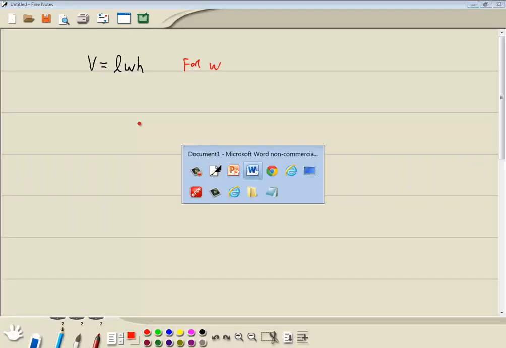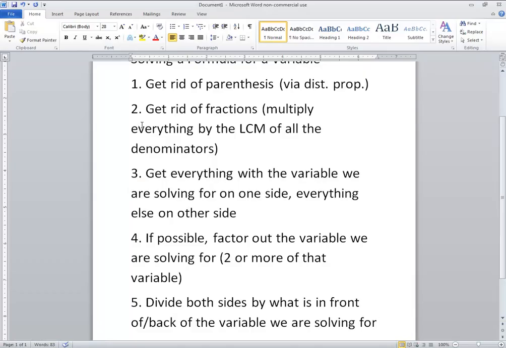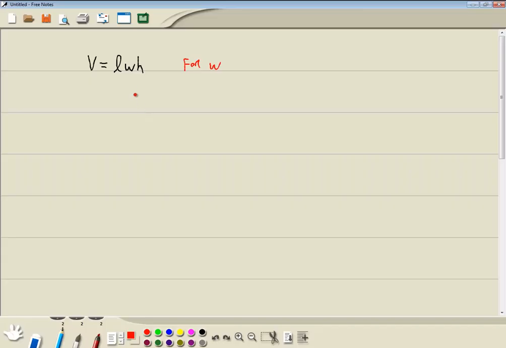Step 4. If possible, factor out the variable we're solving for. You'll have two or more of that variable. Well, we only have one W here. If we had a W here and then we had another W, then we'd factor it out.